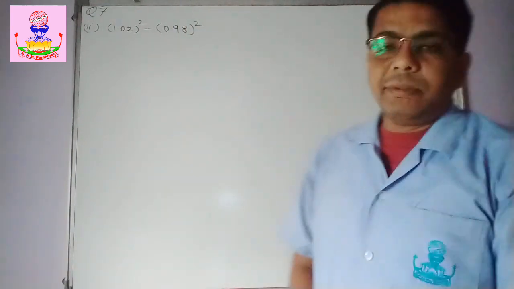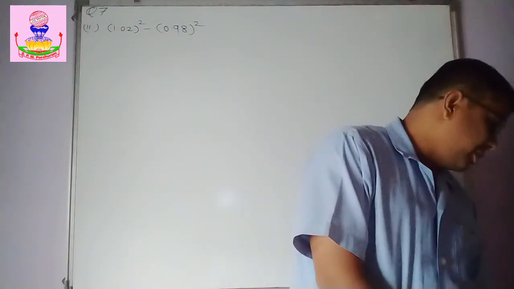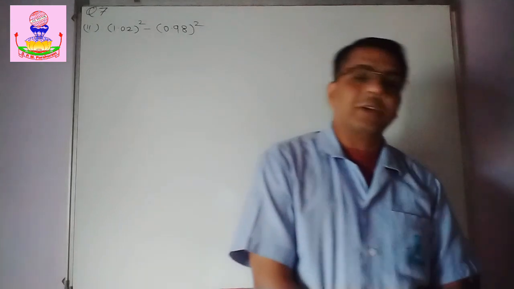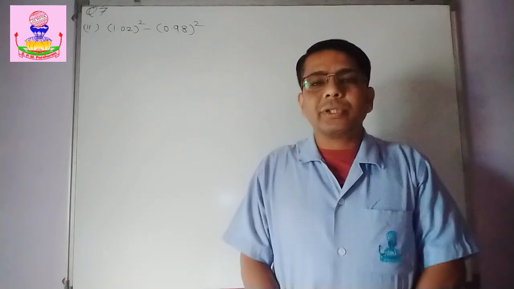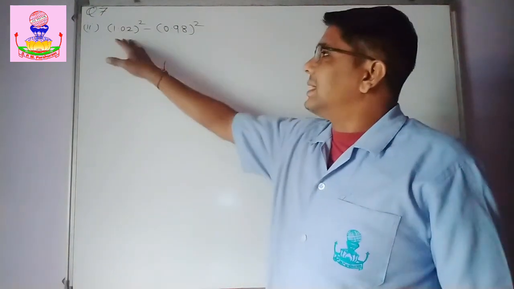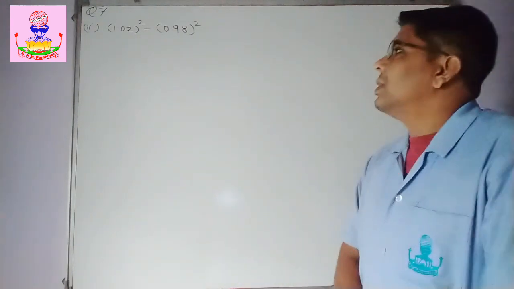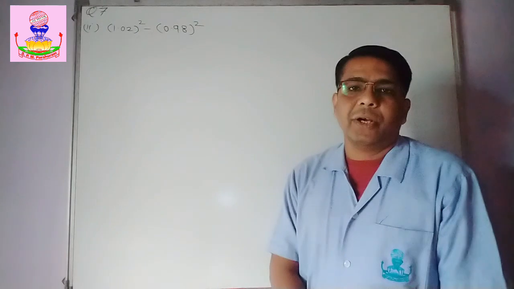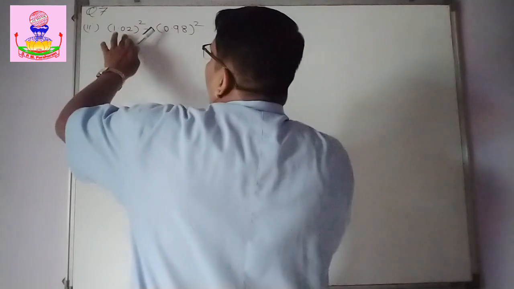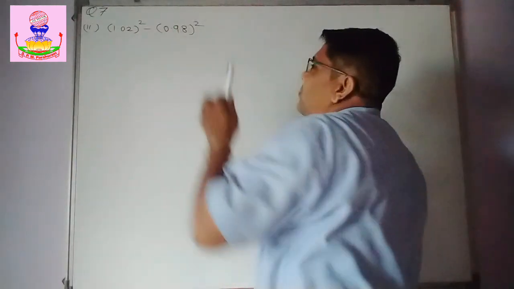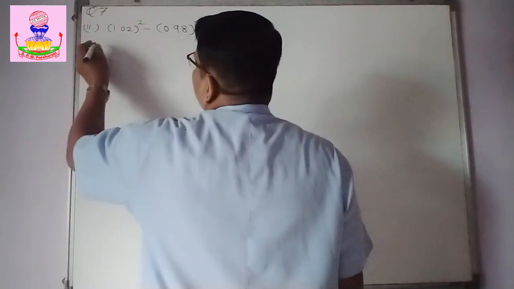Now see, question number 7, using a square minus b square is equal to a plus b into a minus b. So identity third we are supposed to use. This is the second example we are going to solve: 1.02 whole square minus 0.98 whole square. So a square minus b square is a plus b into a minus b. Already that identity is given.